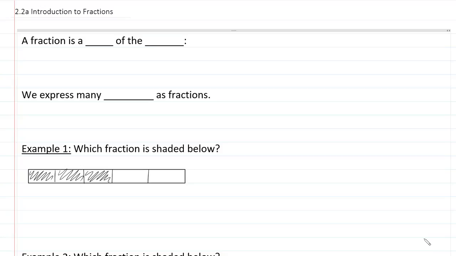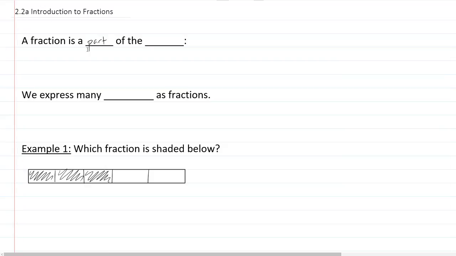2.2a, Introduction to Fractions. A fraction is a part of the whole. So it's a piece of a whole number is what a fraction really is. So an example of a fraction might be 2 over 3.